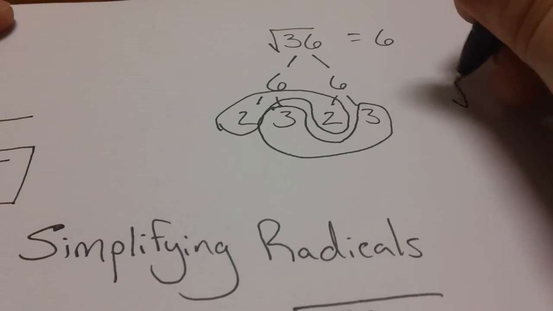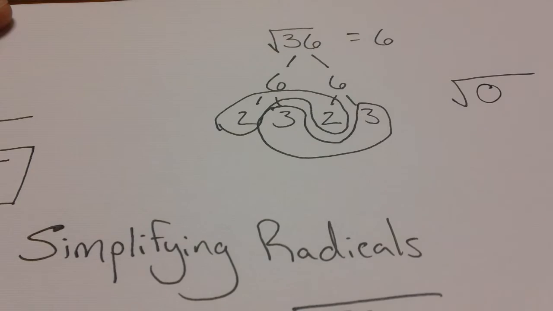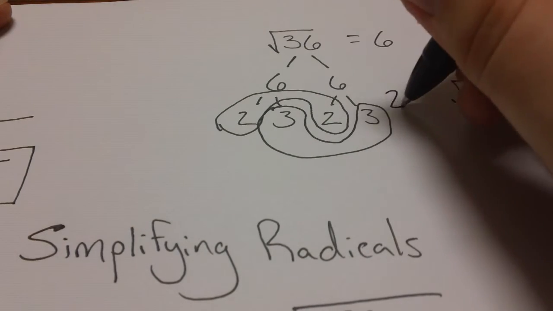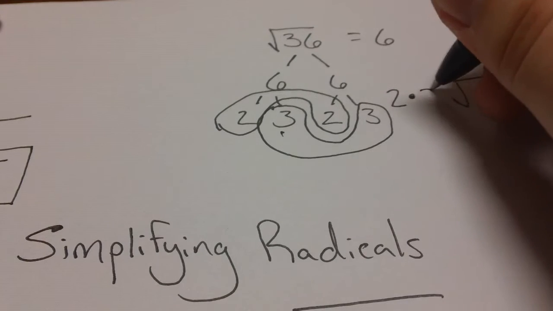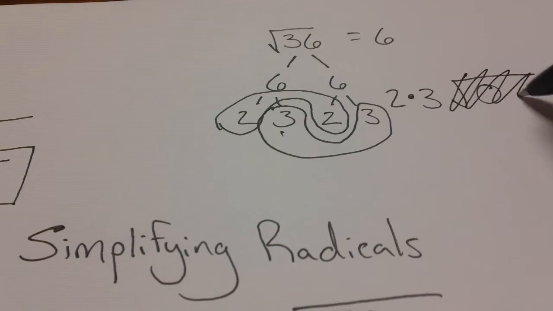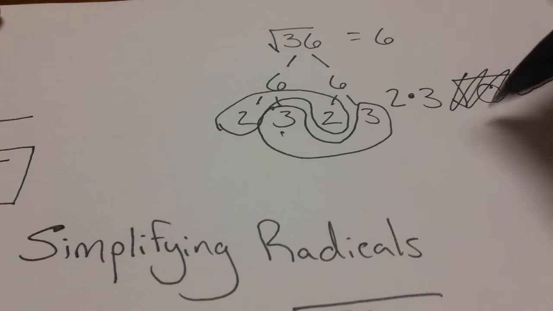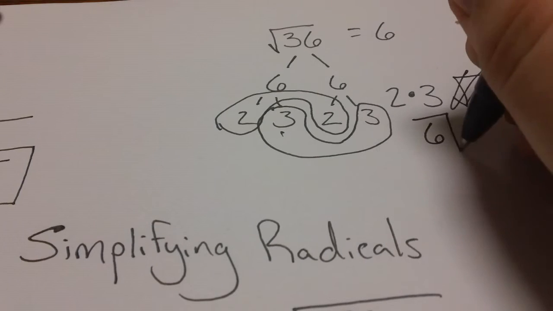So that would mean under our square root, we would have nothing. We would just have like a 0 under there, and we would have a 2 out here for our first pair, and then a 3 for our second pair. Now, of course, the square root of 0 is just nothing. It doesn't exist, right? So we don't even have to worry about that. And we just get 2 times 3, or 6.